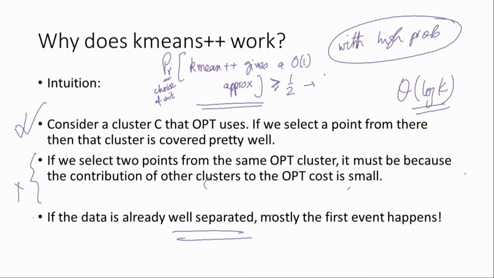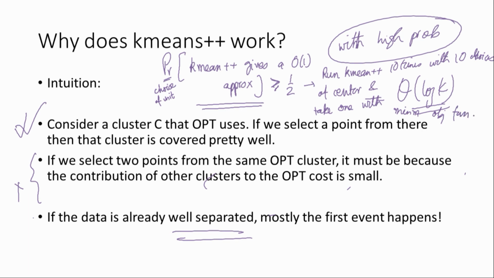Suppose now that I run k-means plus plus 10 times with 10 choices of centers and take the one with the minimum objective function. Then what is the probability that this minimum of the runs gives an order one approximation? It's a simple probability calculation.